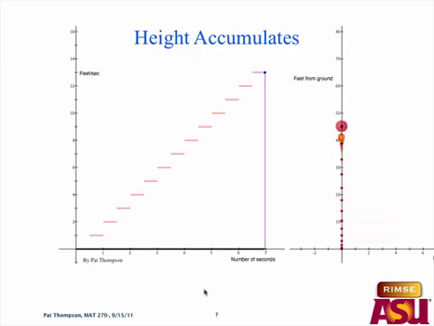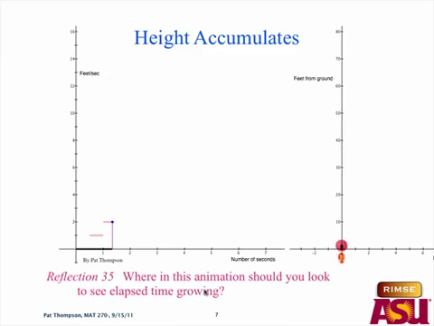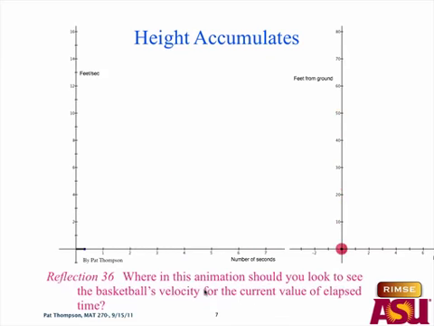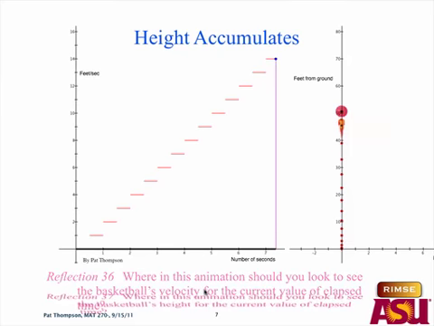And then the next half second it goes at a constant speed, and then suddenly jumps up to a faster speed. Okay? So where should you look to see elapsed time growing? Let's rapid fire here. Crystal? Like the x-axis of the left. The x-axis of the left graph, right. Where in this animation should you look to see the basketball's velocity for the current value of elapsed time? Sarah? Y-axis. Of? The left graph. The y-axis of the left graph is giving us the velocity at the current value.